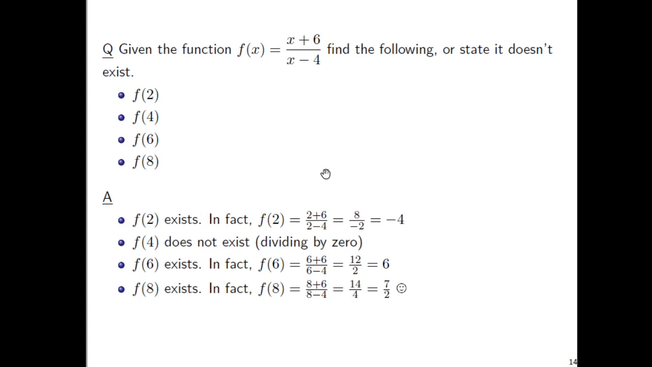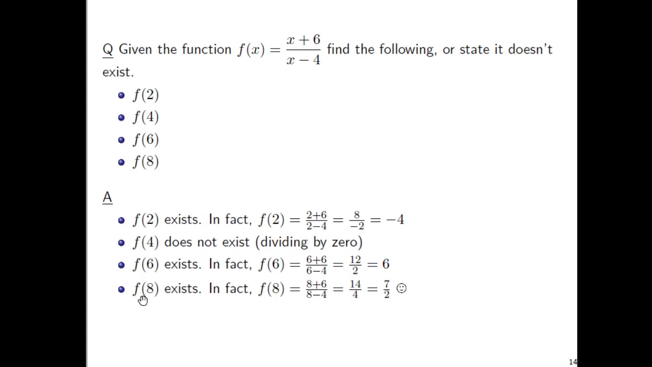Okay, f of 6 exists, right? So we'll take f of x equals x plus 6 over x minus 4, and everywhere I just said x, let's just say 6 instead. So we'll have f of 6 equals 6 plus 6 over 6 minus 4. That turns into 12 over 2, which is 6.